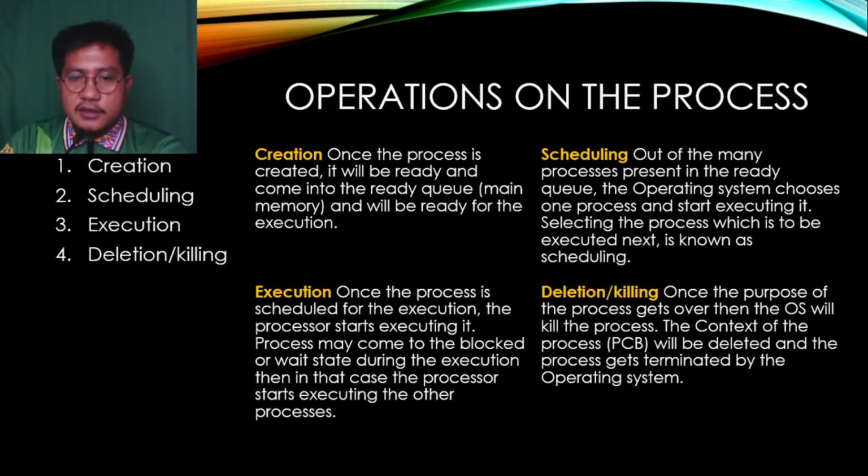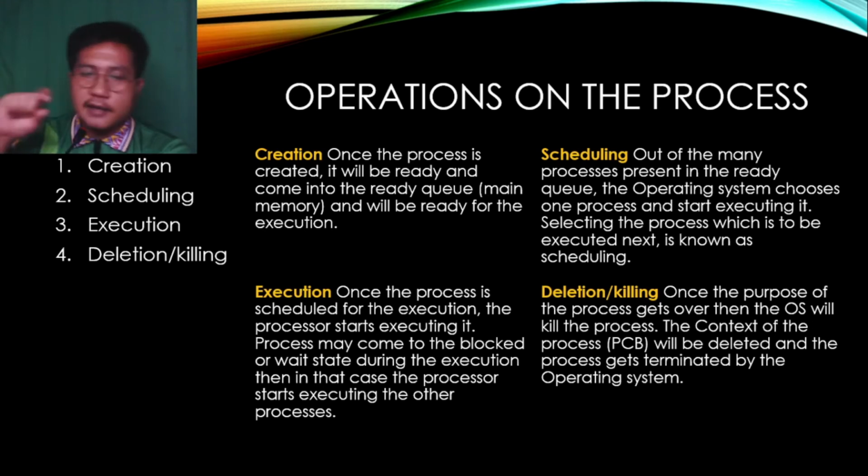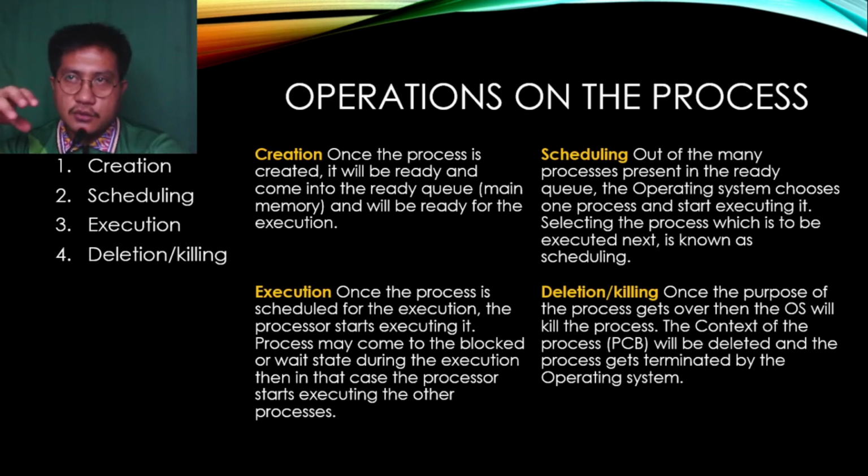Then the third one is execution. Once the process is scheduled for execution, the processor starts executing it. A process may come to the block or wait state during execution. In that case, the processor starts executing other processes. So if the current created process is already scheduled and being executed, and it needs another input, an intervening or additional resource, it will be put into the block or wait state.